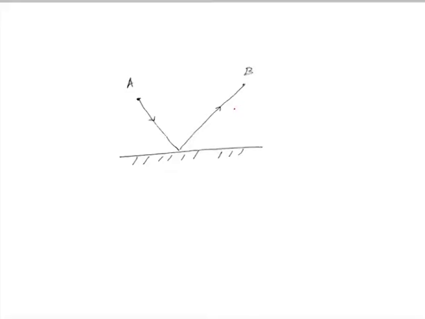Now, why should light choose the one in which the angle of incidence is equal to the angle of reflection? Let's find out using Fermat's principle. Okay, so let's draw a normal at the point of incidence.